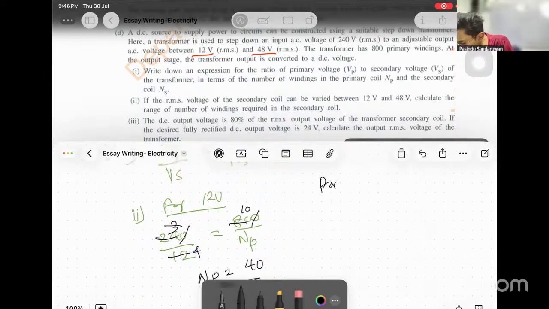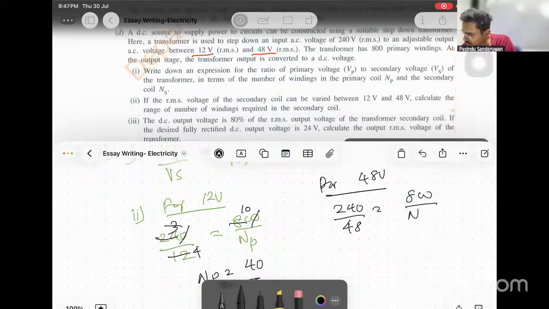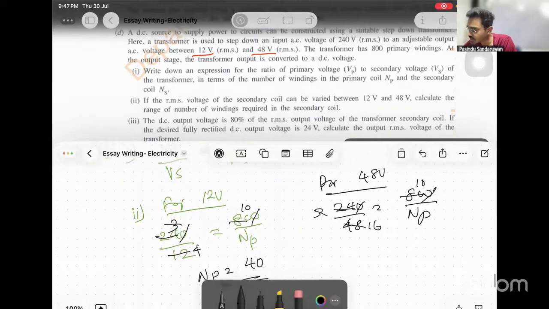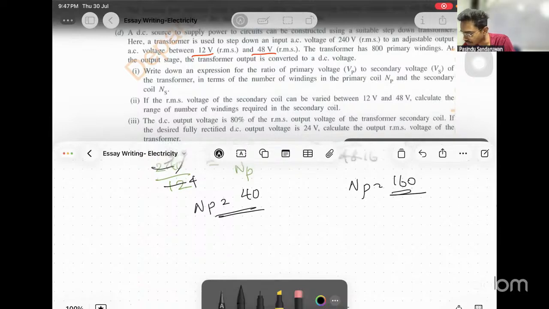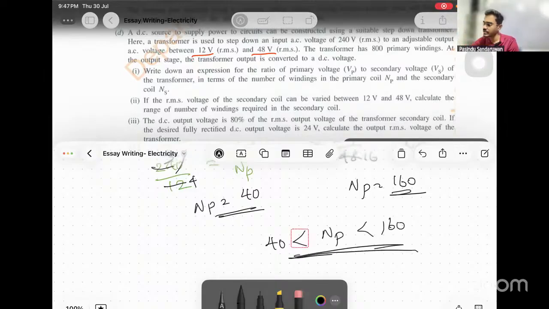Then for 48 volts, 240 over 48 equals 800 over Np again. Then 0 to 0 cancels, 8 times 3, 8 times 10. Then 3 times 16 here. Then in that case, Np equals 160. Then the range is asked, so the range of windings is 40 to 160.